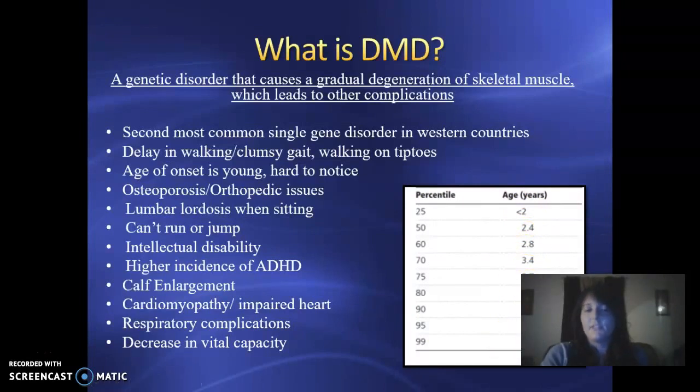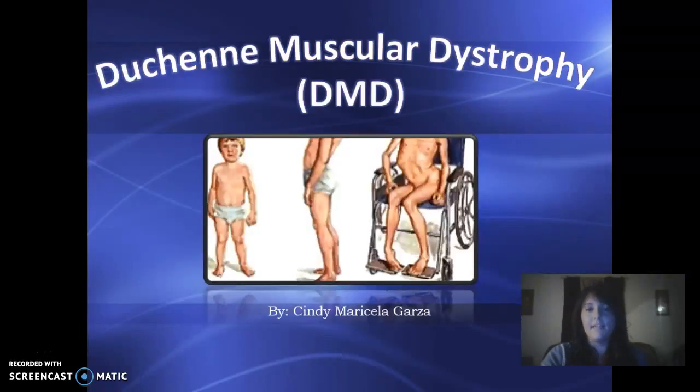Some other complications that may happen with DMD are osteoporosis or other orthopedic issues. Orthopedic has to do with the bones, so scoliosis is very common in children with DMD. Lumbar lordosis is also common when sitting, and that's the little curvature in the spine that you see here. Sometimes it happens when you're sitting, and sometimes you even get it when you're standing.